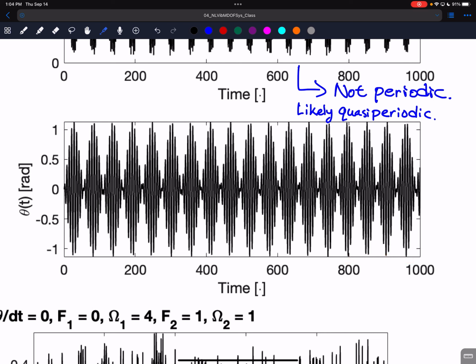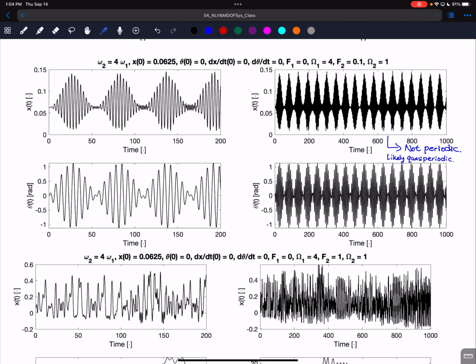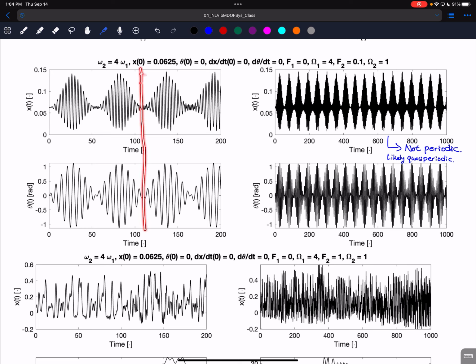You have another question? Yeah, can you go back over to the theta on the larger or smaller time scale? Here? Is it just coincidence that they're basically mirrored about like 110 seconds? If you take a vertical cut, they're basically mirrored about that point. Is that just coincidence?